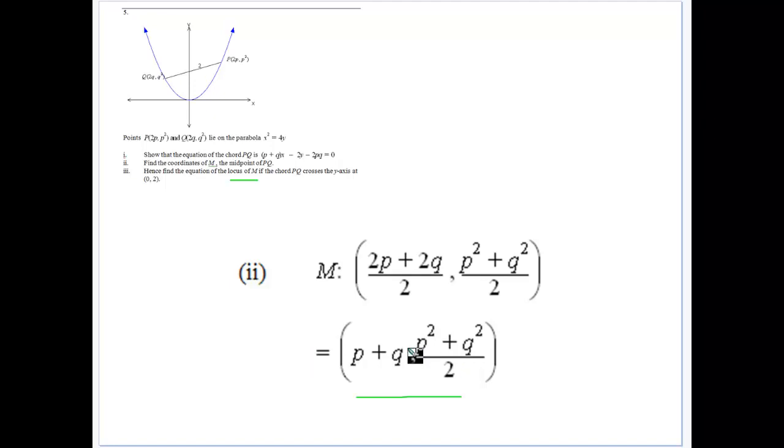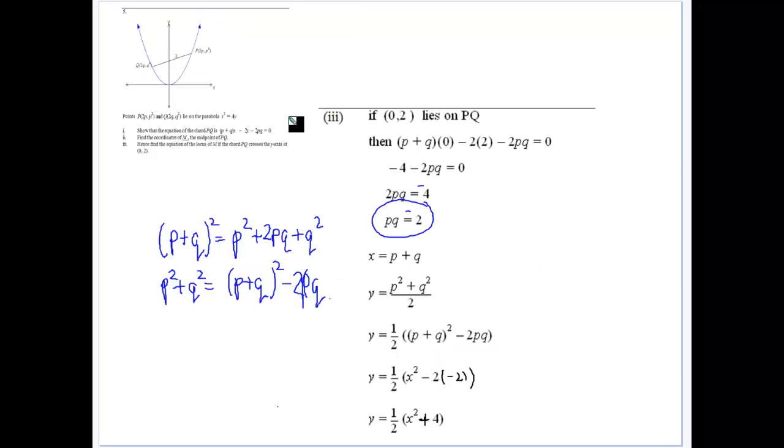So it actually starts to move in a certain way. Now, what we need to do is get a relationship between x and y, because we want to find the equation of the locus. So we need to manipulate that back from its parametric form to a Cartesian form. So what are we talking about there?